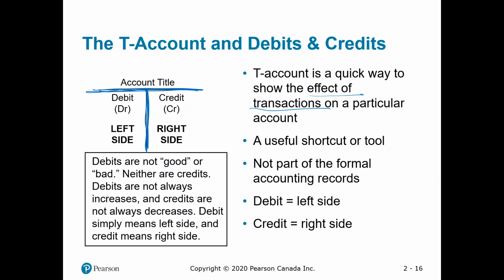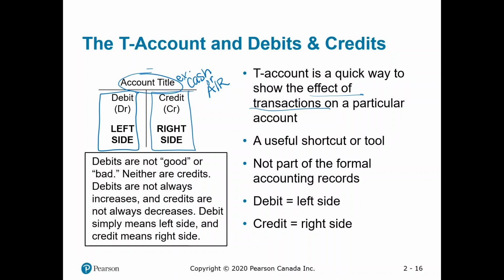So the first thing you need to know here, there will be a title for the account. For example, we could have cash here, or AR, or sales revenue, or advertising expense. Whatever the account is, it will be named here in the title. Now we also have always on the left a debit and always on the right a credit. But what these mean depends on the type of account.